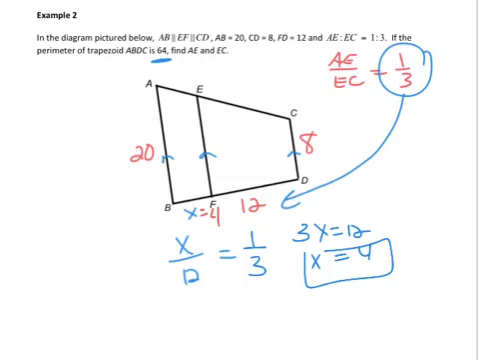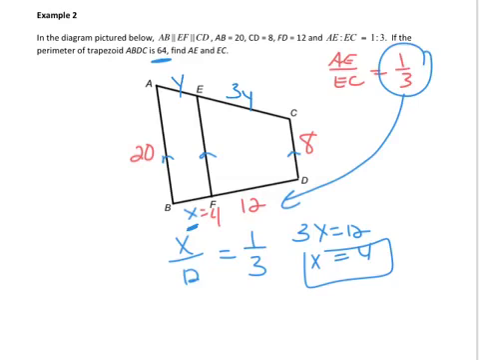And now let's see what else we have to do. We have the perimeter. So if we know the perimeter of trapezoid ABCD is 64, we want to find AE and EC. So again, we don't know AE and EC, but what we do know is their ratio, 1 to 3. So now if I want to solve, if I want to say AE is y, then EC is going to be 3 times that. So now I have one variable because we do know what x is, and we can solve using the perimeter.